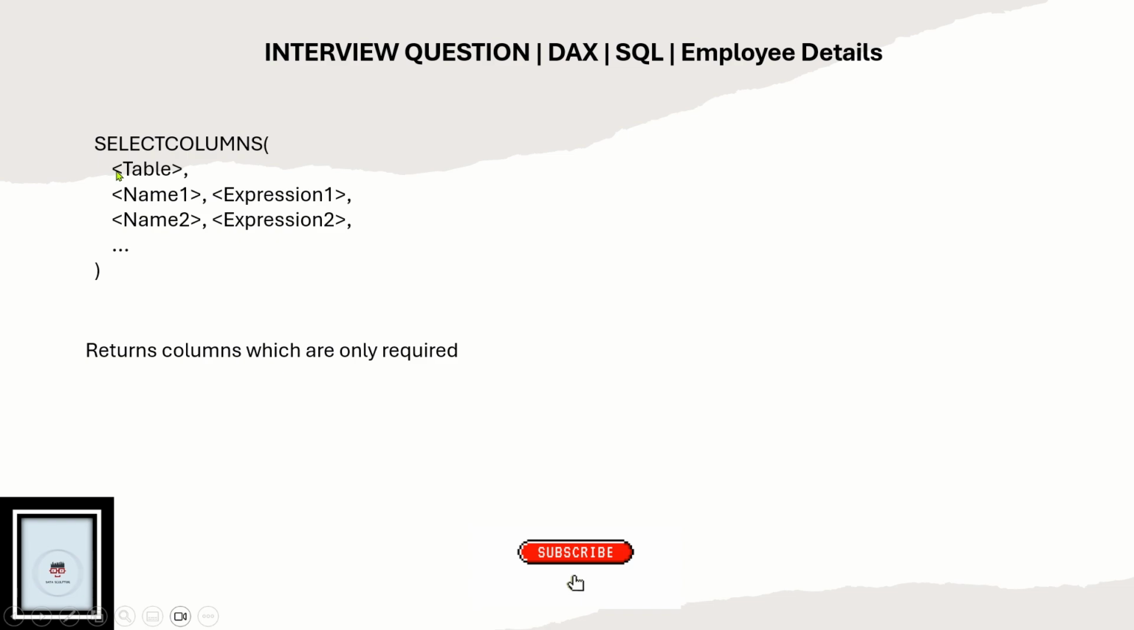So basically SELECTCOLUMNS will return only the columns which are required. Suppose this table has 10 columns and you have mentioned only 4 or 5 columns here, then SELECTCOLUMNS will return only those 4 or 5 columns which you have mentioned.